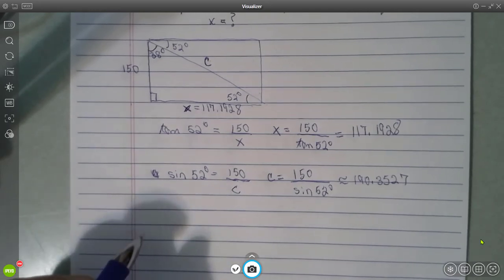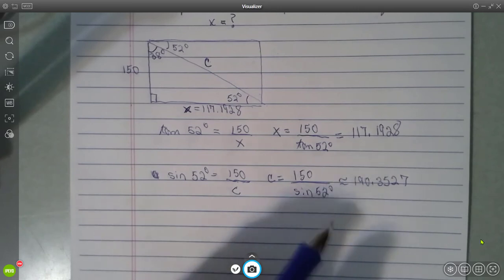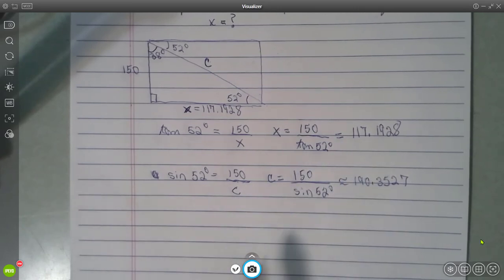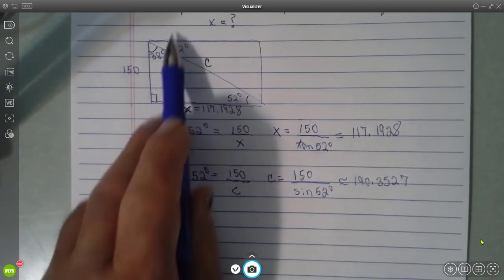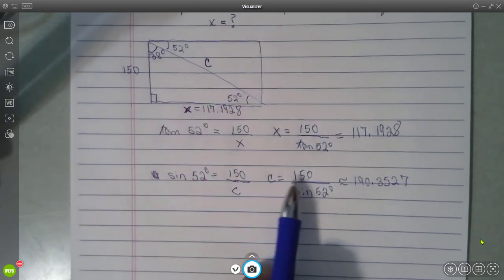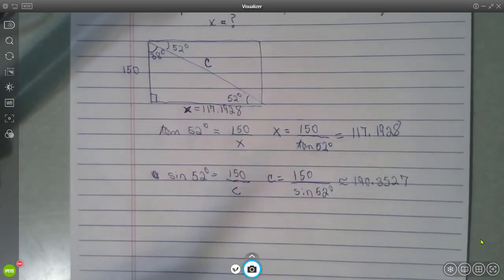So there is our approximation for the length of the cable, about 190 feet, a little bit more, and this distance from the center of the base of the tower would be 117, about 0.19.